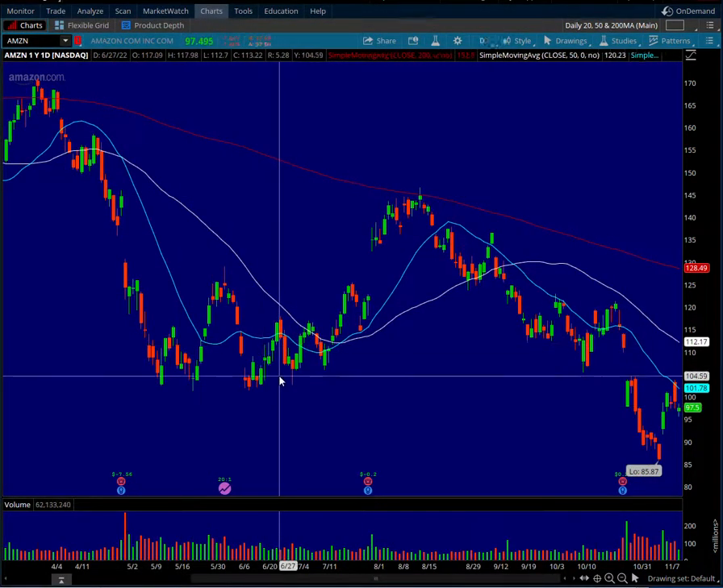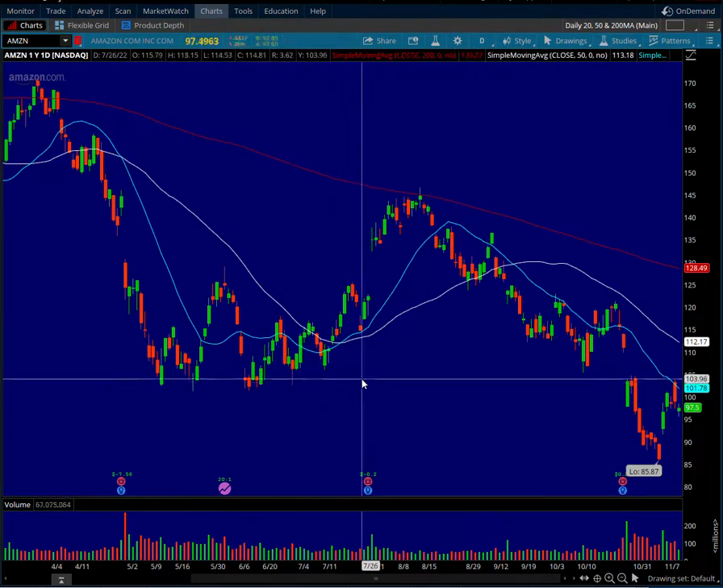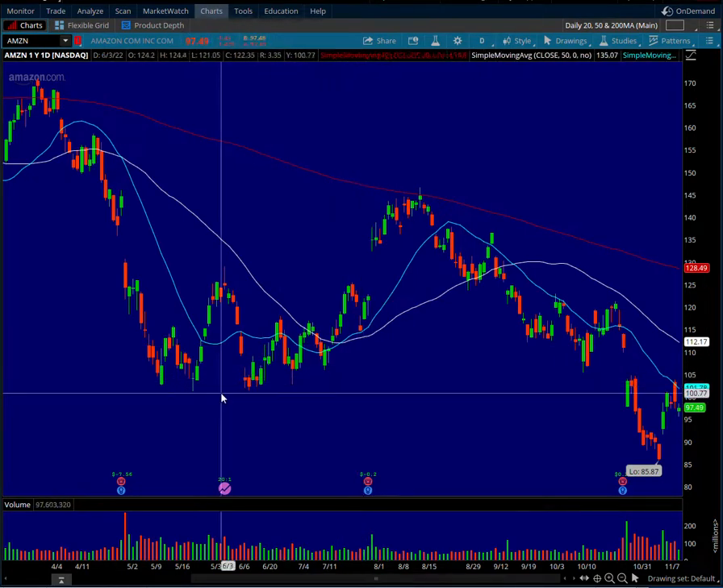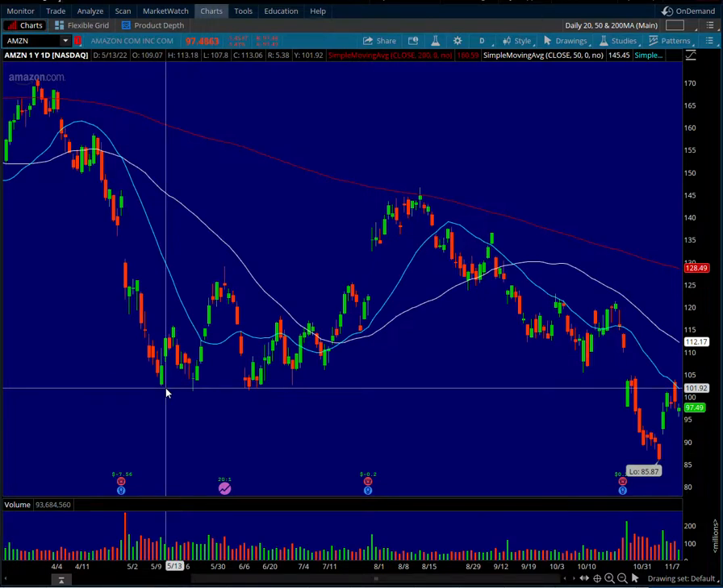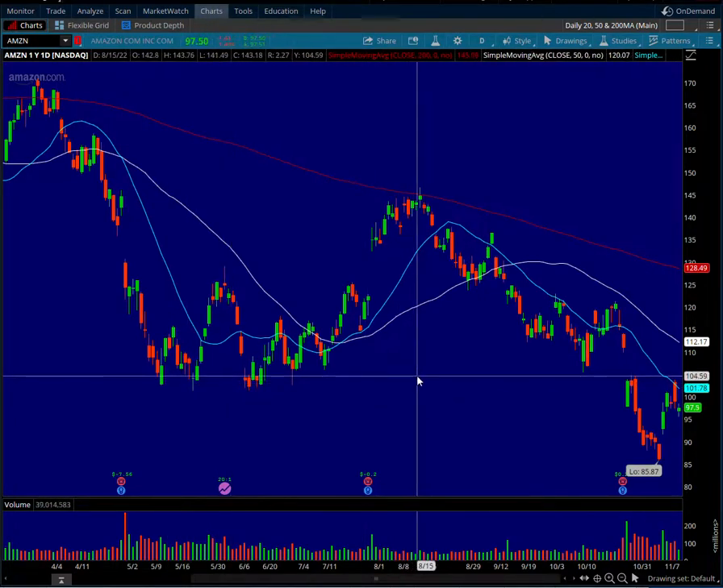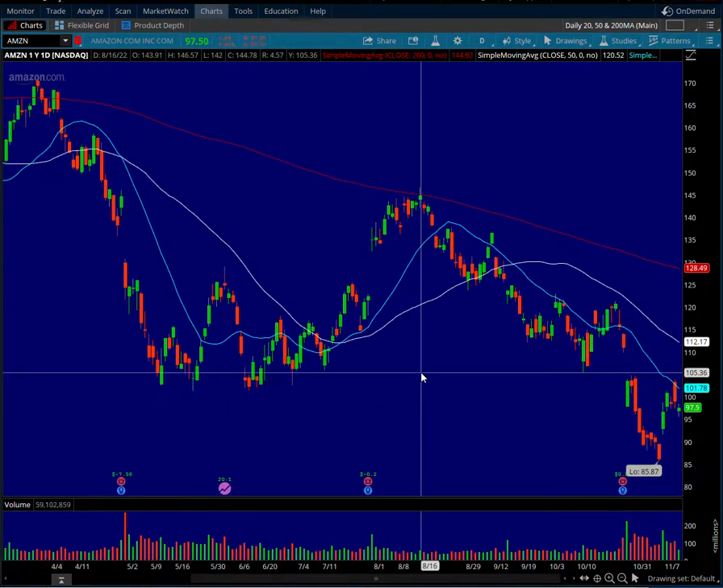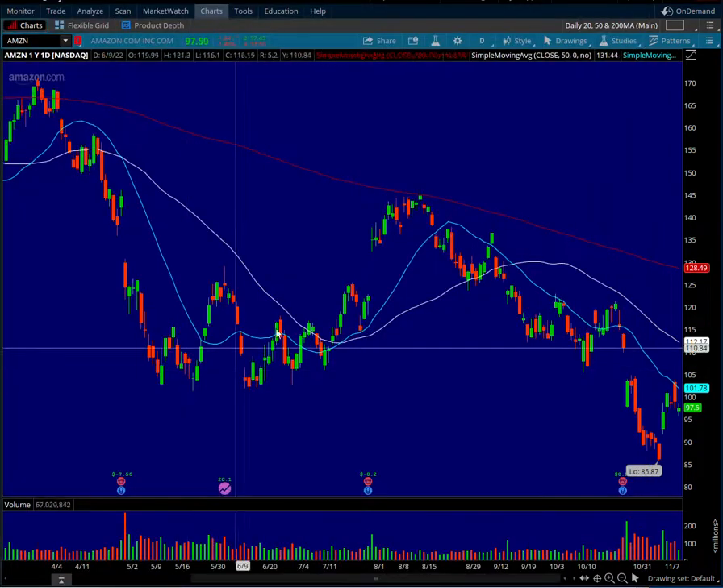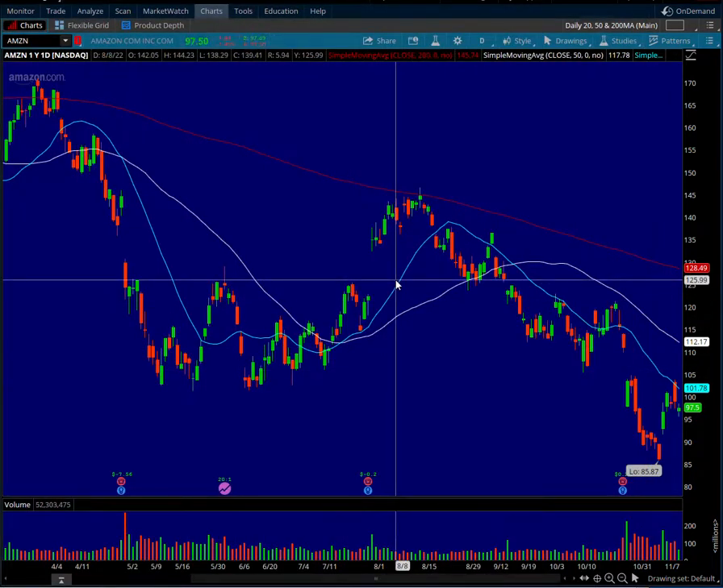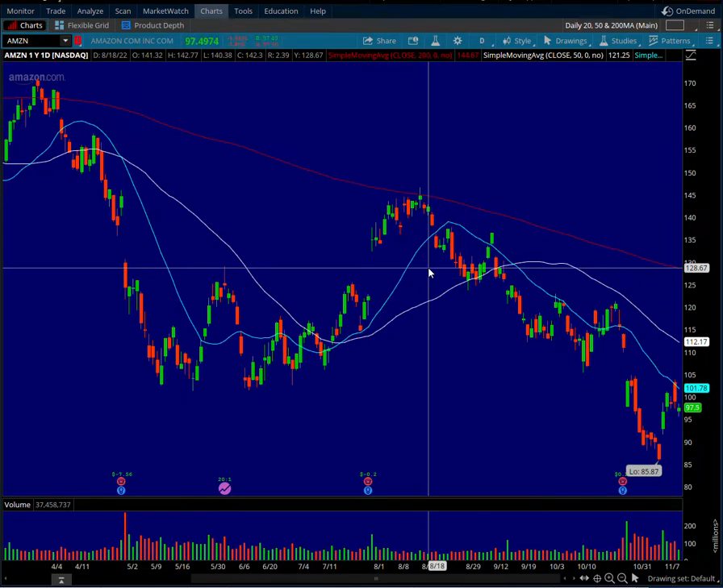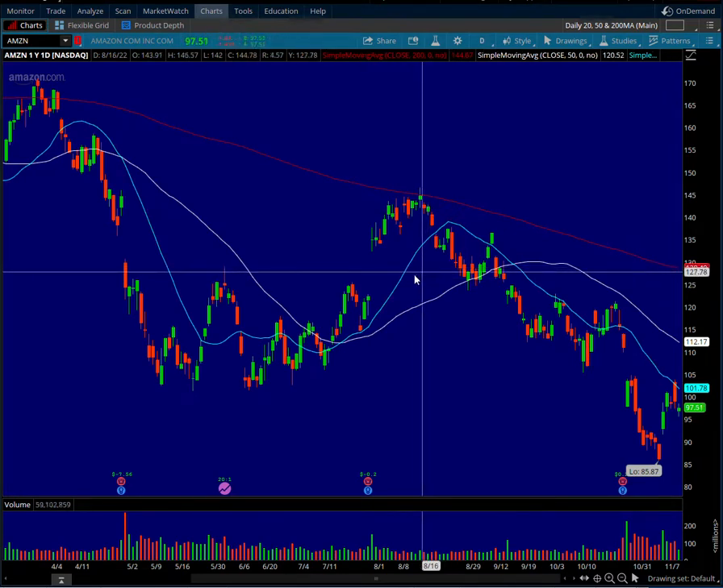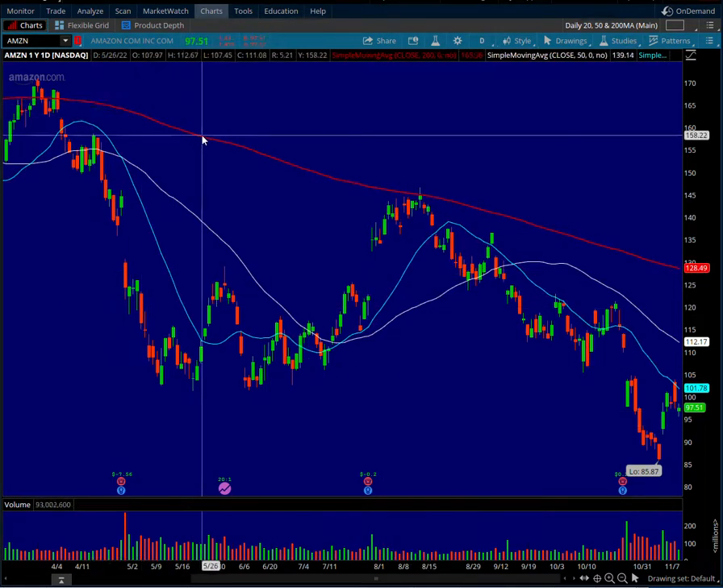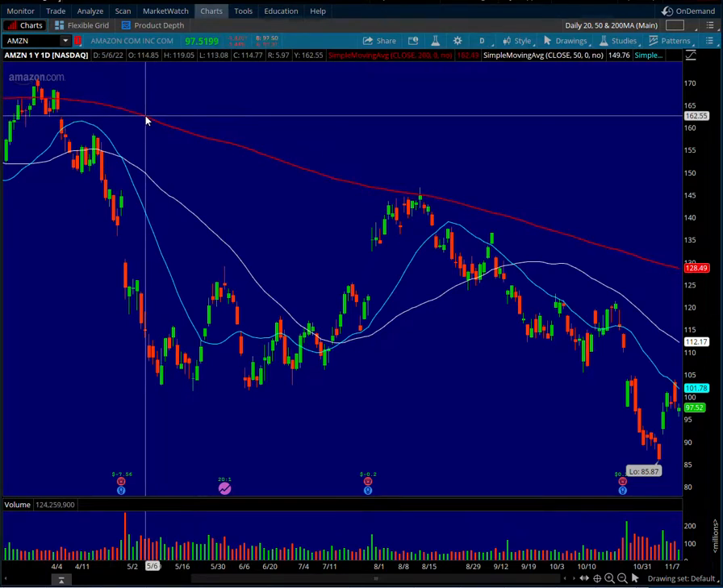Well, I always like to take a look at the chart, and I'm thinking there's some pretty good support up around this 102 area, and there's some pretty good resistance up around this 105 area. But keep in mind, our average cost is $104.38. So if we sell options with a strike price of 104 or less and we get exercised, we're going to lose money on the trade. So I think we want to sell options with a $105 strike price or higher.